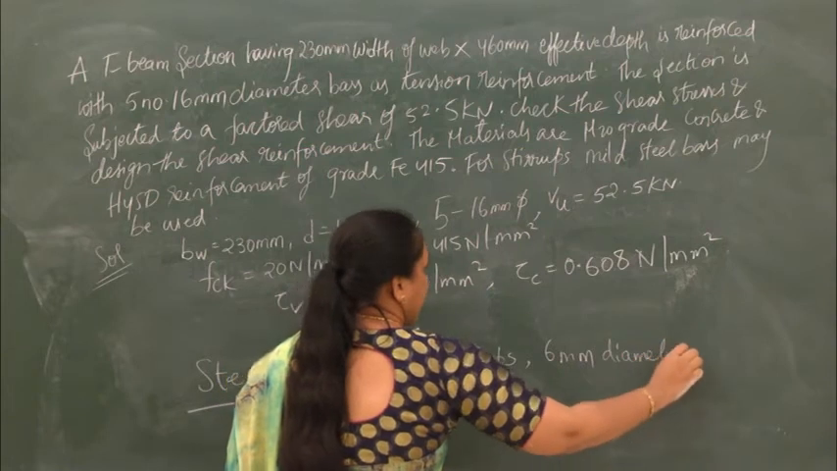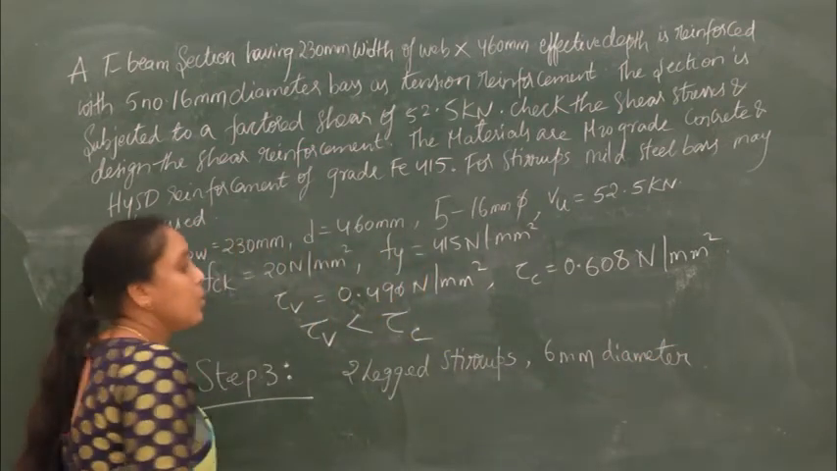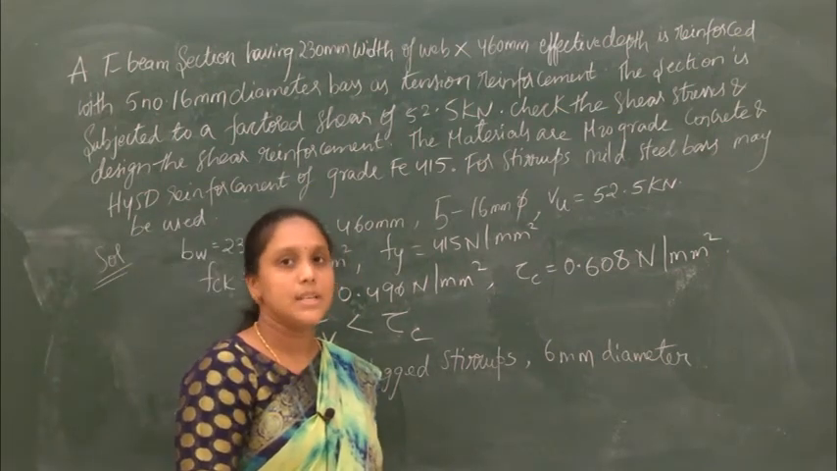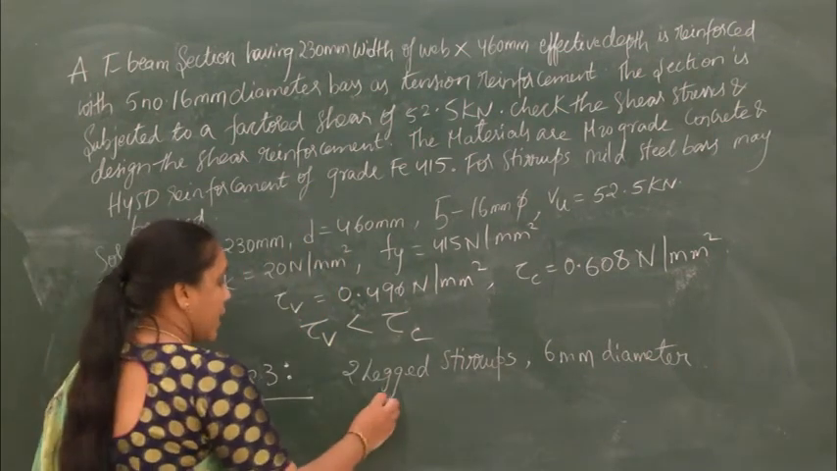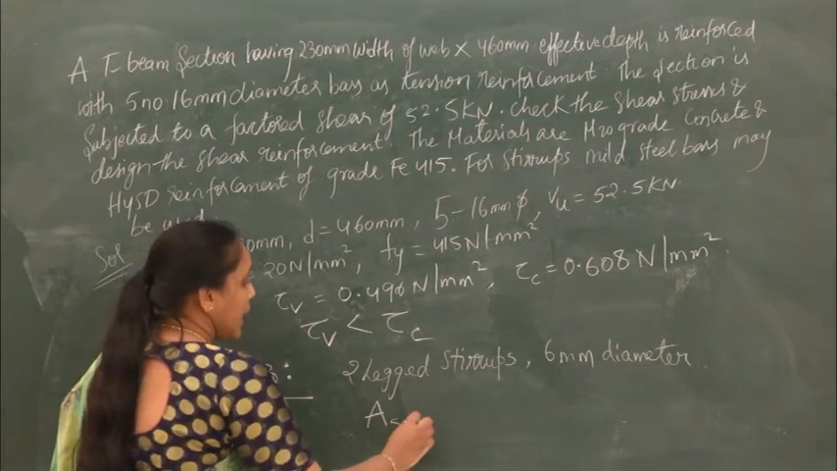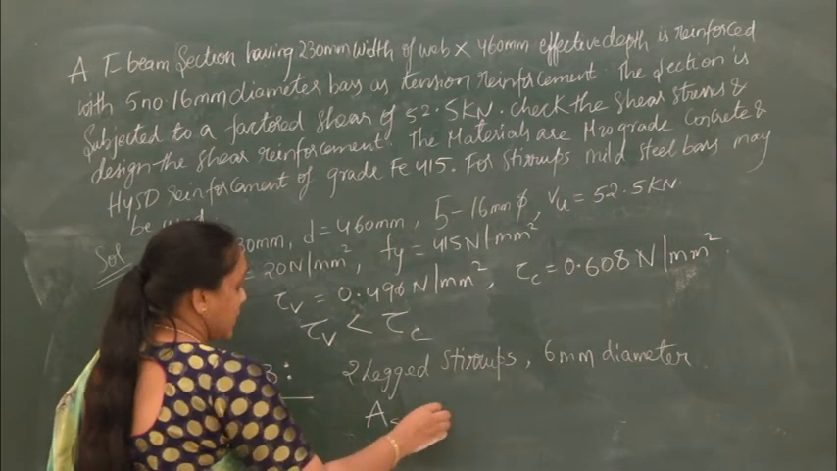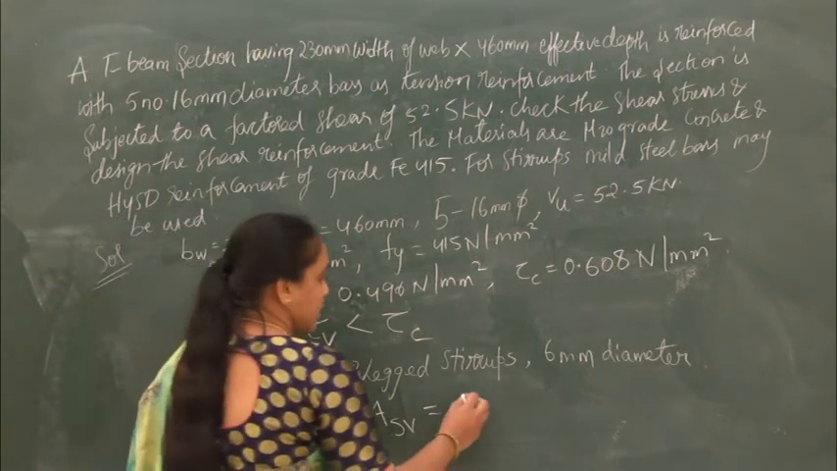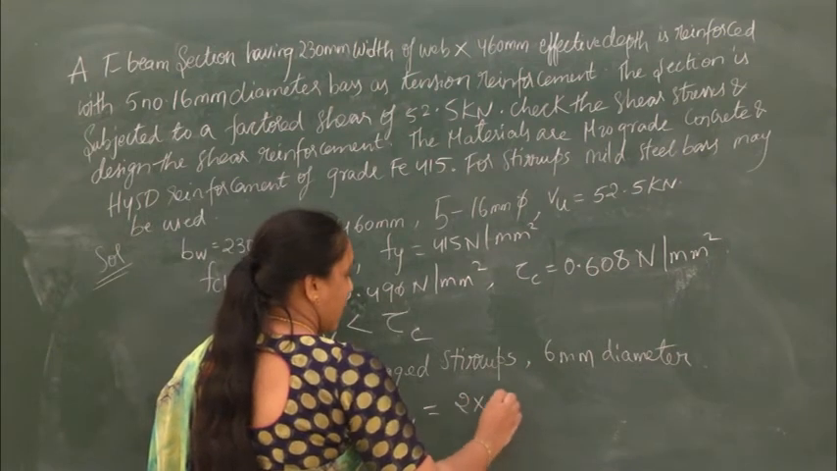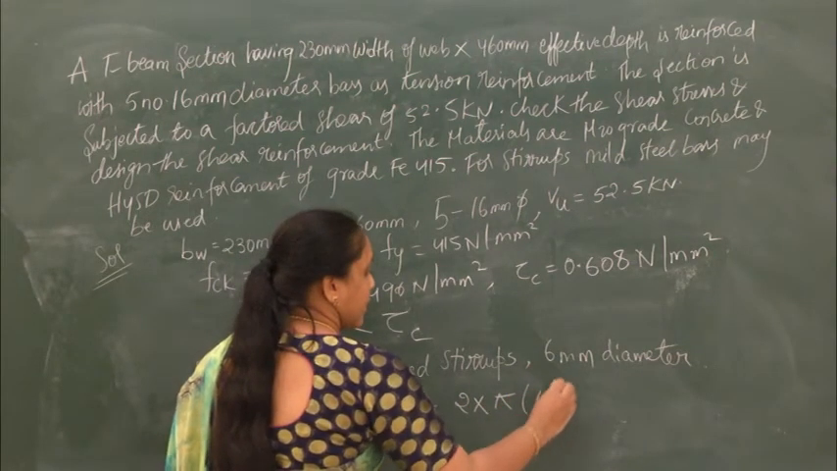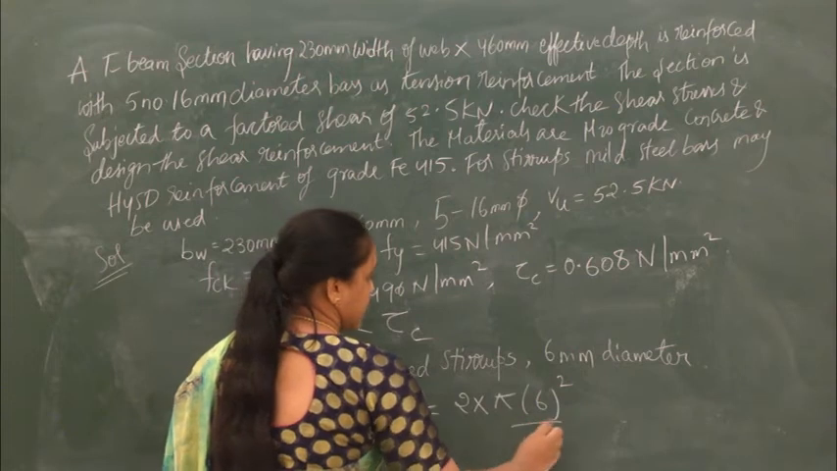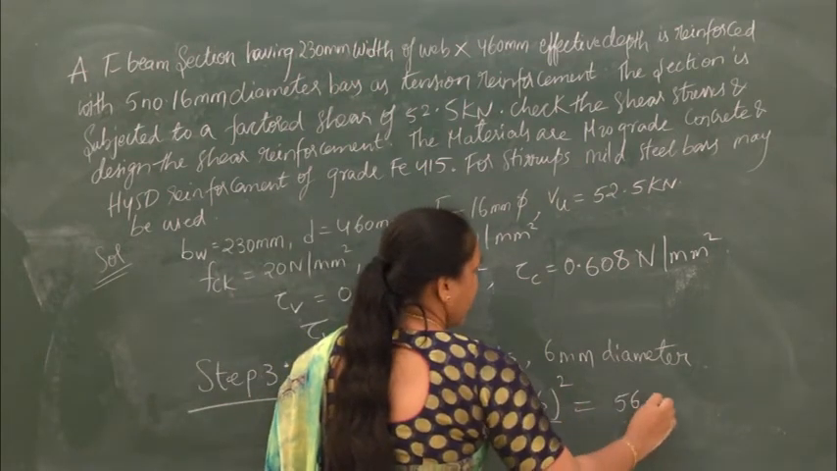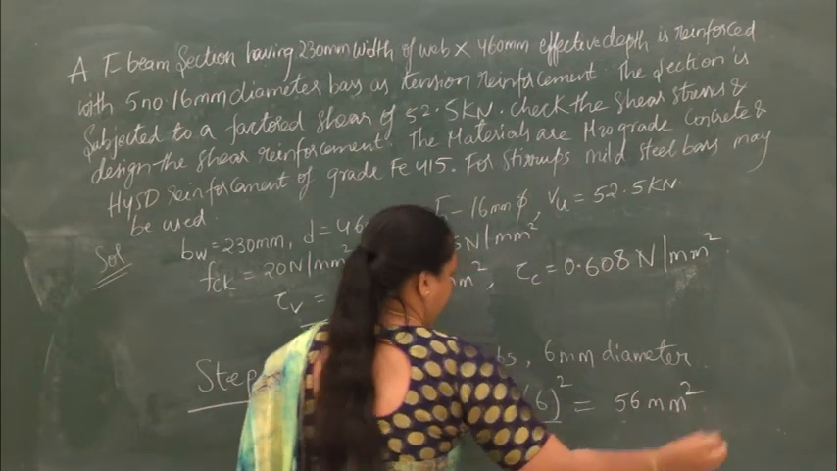So what am I providing here? I am providing a two-legged stirrup, and the diameter of the stirrup is 6 mm. From this I am going to find out the area of the vertical stirrups. So what will be the area of the stirrups? 2 into pi into D squared, here D is 6, divided by 4, which will give you a value of 56 mm square.